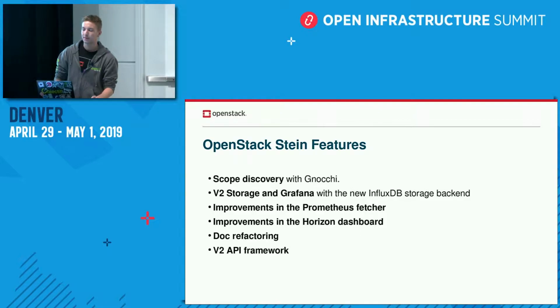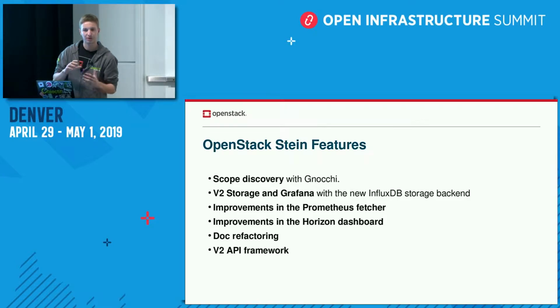About the features which happened in Stein, it is now possible to do scope discovery with Gnocchi. We realized that most people who were using Cloudkitty just made a script to give Cloudkitty the rating role on all projects because they always wanted to rate all projects. So what this new feature does is when you retrieve data from Gnocchi, which is the only way with official OpenStack telemetry projects, the fetcher will just discover which tenants do have data and what data is available. So you don't have to specify manually, I want to rate this and this project.